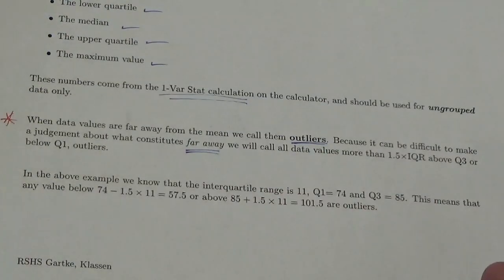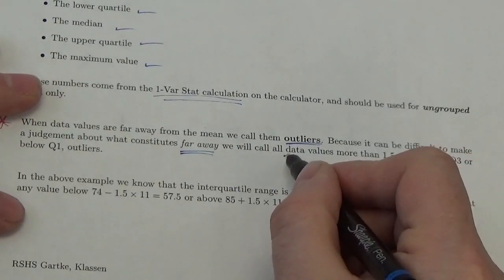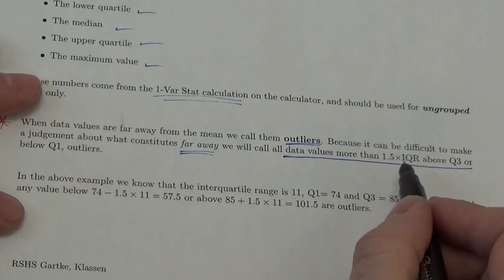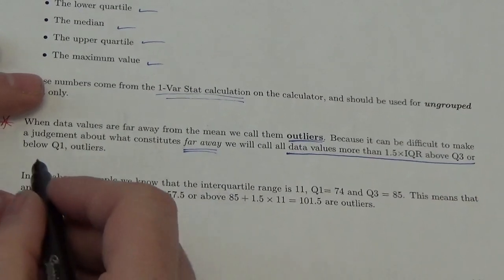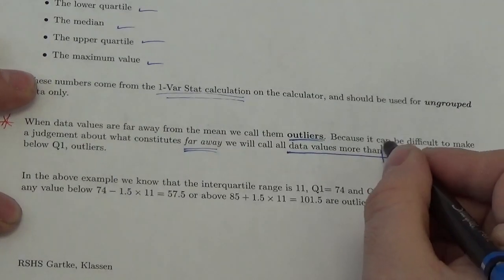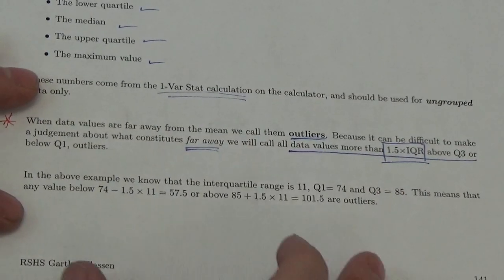So what we do here is we have kind of a standard way of dealing with it. And here's the thing that you've got to know here. Data values that are more than 1.5 times the interquartile range above Q3 or below Q1 are outliers. So this is that magic way of testing that, okay?